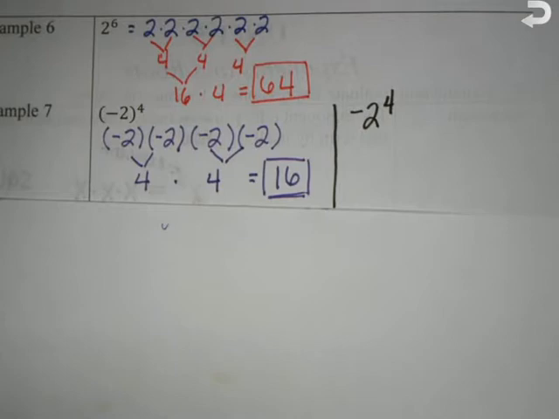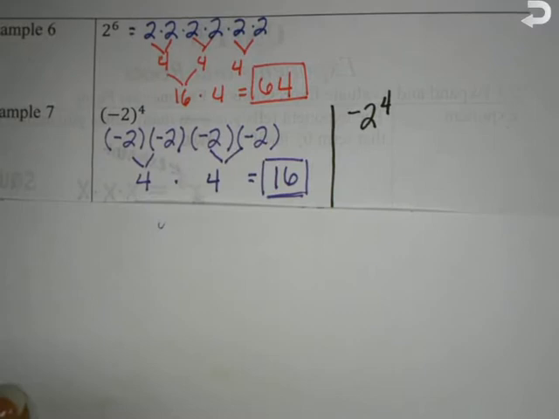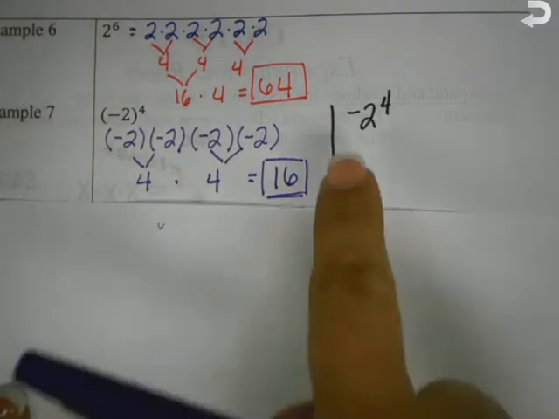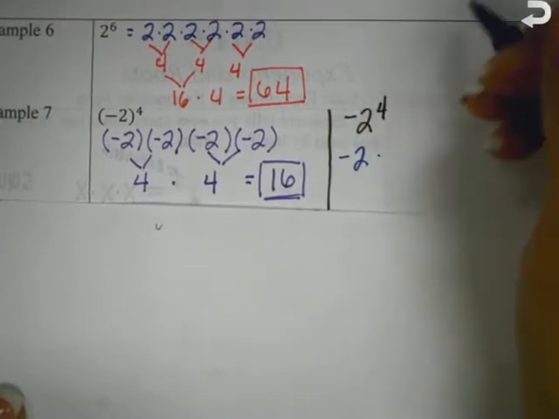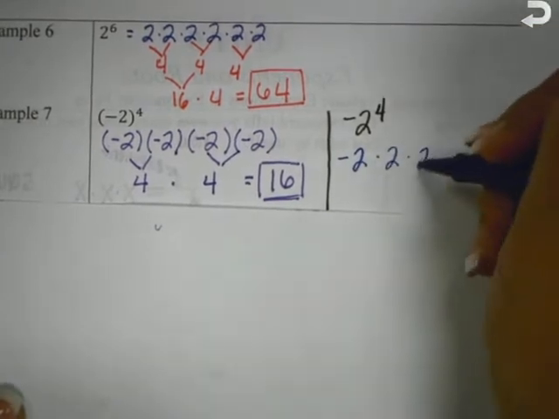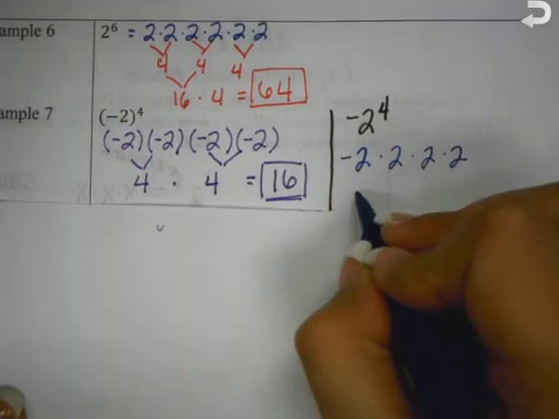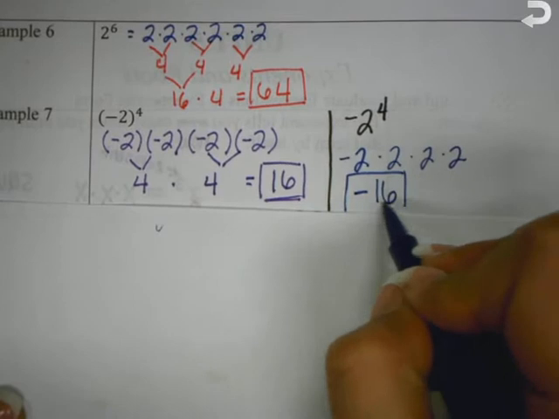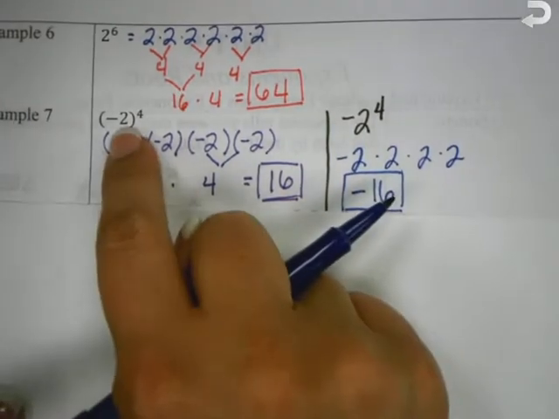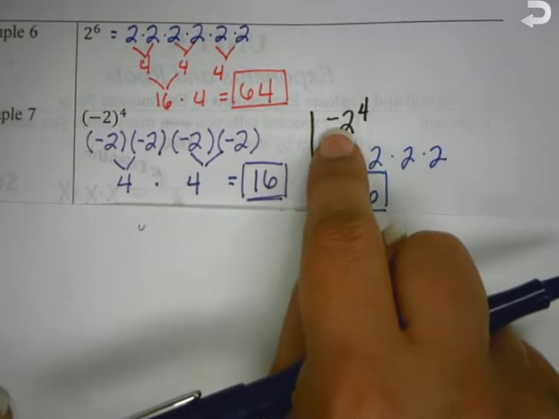-2 times 2 times 2 times 2. You guys are so smart. So what's that going to give me? Negative 16. Okay. So if there are parentheses, my answer is going to be positive. If there are not parentheses, my answer is going to be negative. This is very commonly mixed up. So just pay attention to what the exponent is actually attached to. Okay?